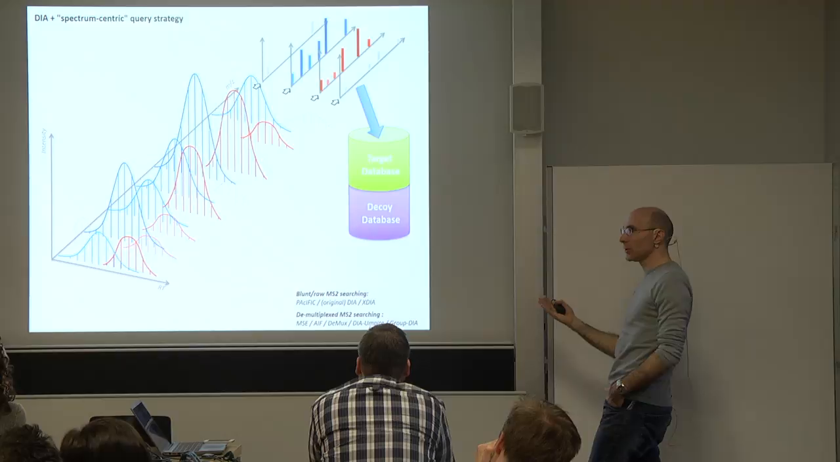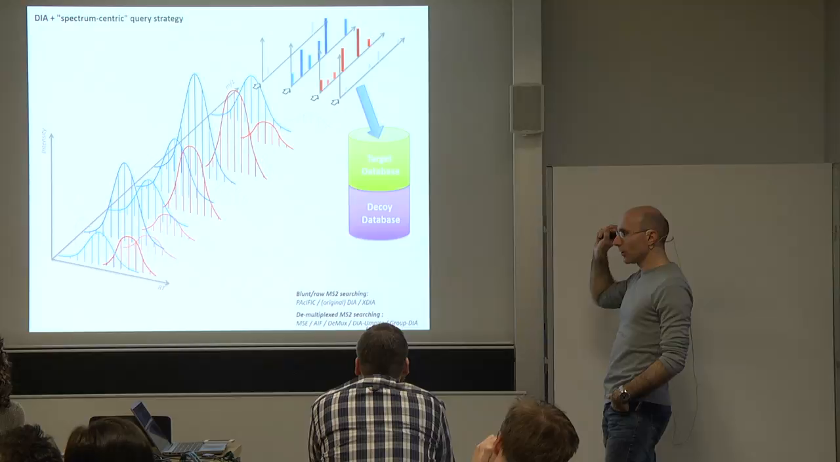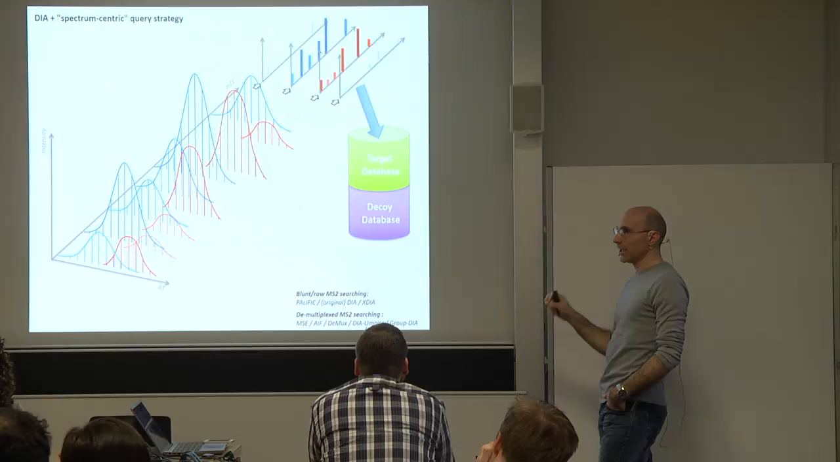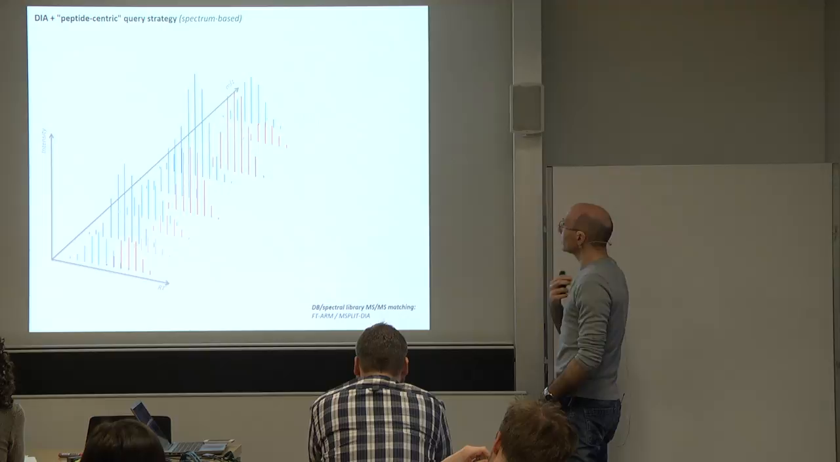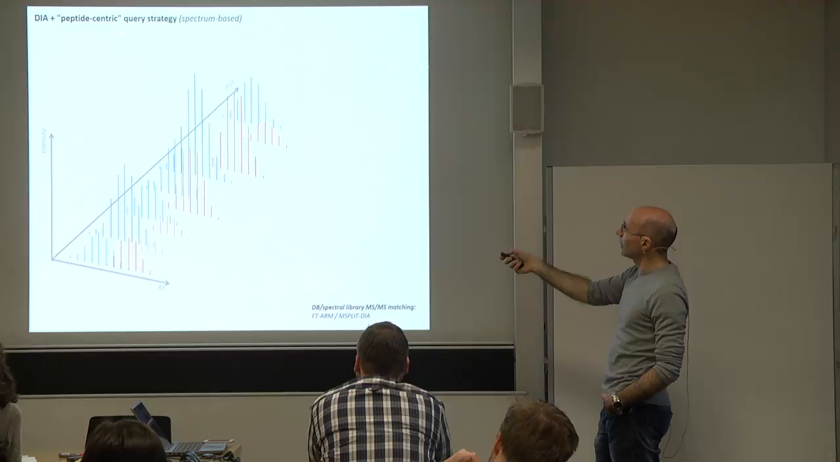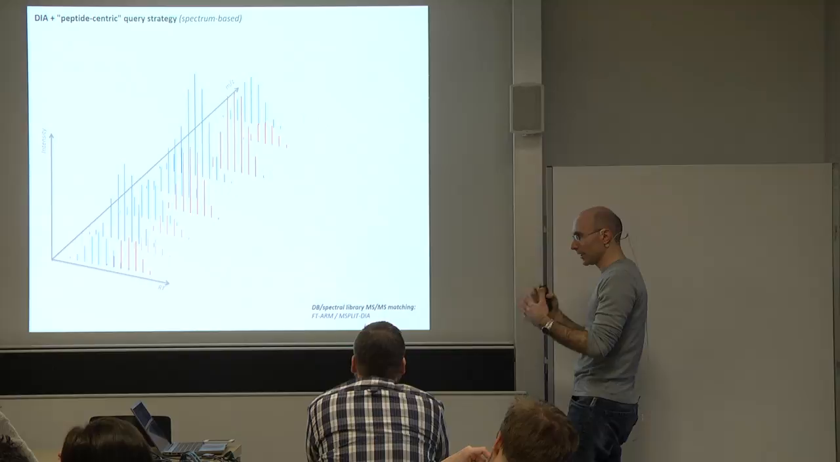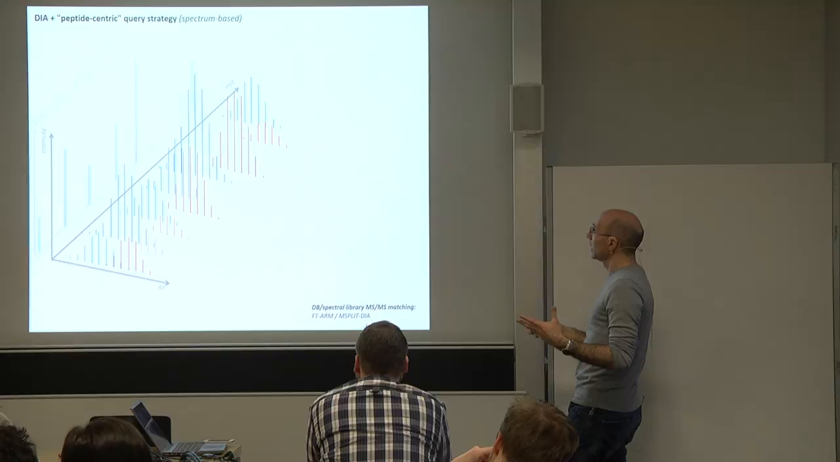But again, this strategy was everything based on spectrum dimension, search against a target and a decoy database with classical search engines, okay? Then another generation of searching strategies were coming up, and these were called peptide-centric query strategies. So I'm going to re-explain exactly what I mean by spectrum-centric, but here the idea is that you start from a hypothesis, you have a certain peptide, and your question is: is my peptide present in my data?